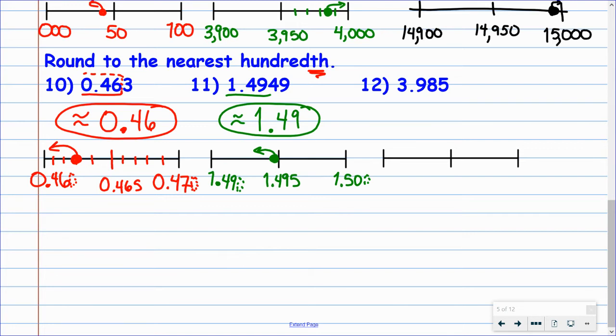And one more example right here. 3 wholes, 98 hundredths. 3 wholes, 99 hundredths. Wait a second. Check this out. Put in your phantom zeros. What is right in the middle of those? 3 wholes, 985 thousandths. Which is precisely what we have.